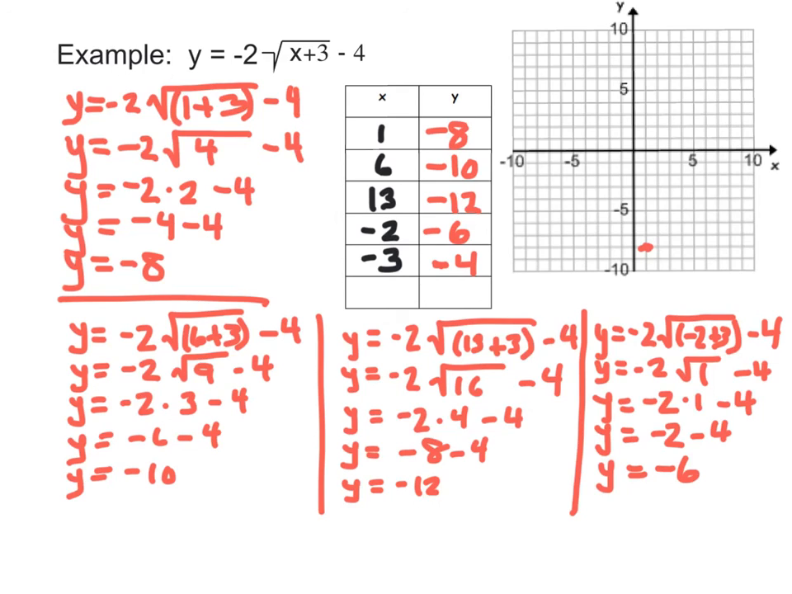And then we have (6, -10). And we have (13, -12). Again, this will be a little bit off our screen. 13, negative 12 would be about down here. And now we have (-2, -6). I'm just wondering, did any of you think that negative 2 could not be put in for x? Because it could, because negative 2 plus 3 gives us 1, so it's still a positive number under the root. So (-2, -6) is here. And then lastly, (-3, -4). Negative 3, negative 4 will be right here.